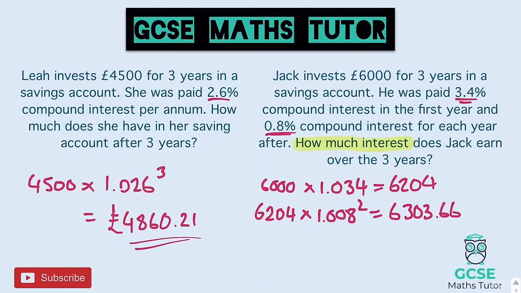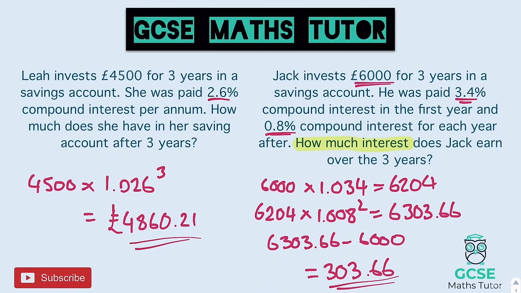Now the question does say, how much interest does he earn? So if we take away 6,000 from that, the original amount, or we can probably just see how much extra it is, because it's that extra £303.66. But on your calculator, you can do the final amount there, £6,303.66, and subtract the 6,000, and that leaves you with £303.66 in interest, and there's your final answer.